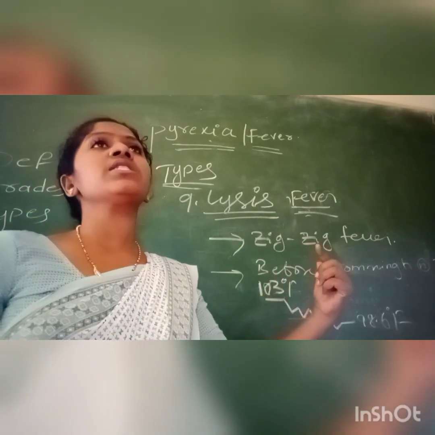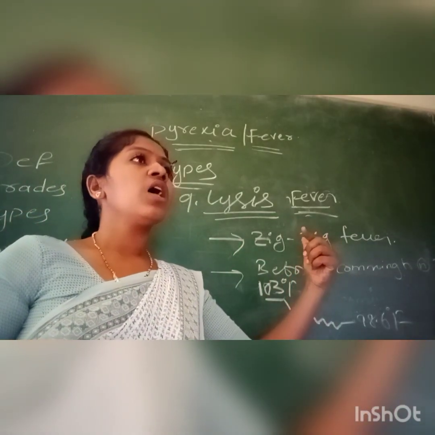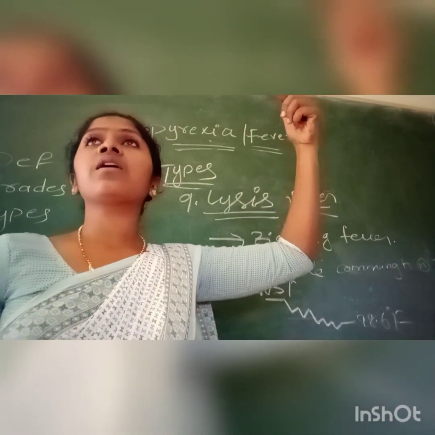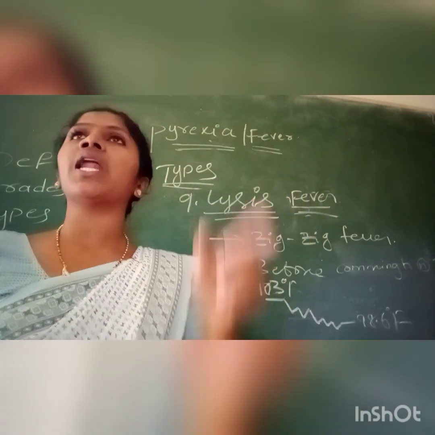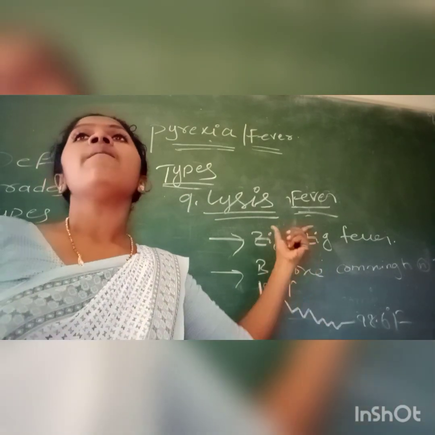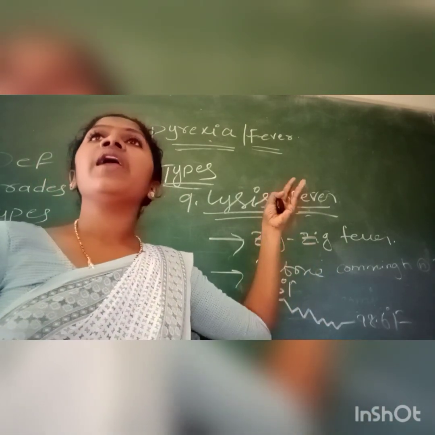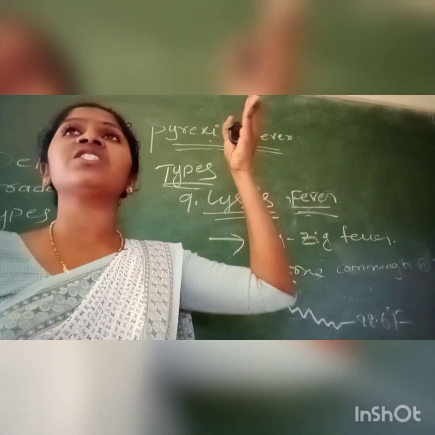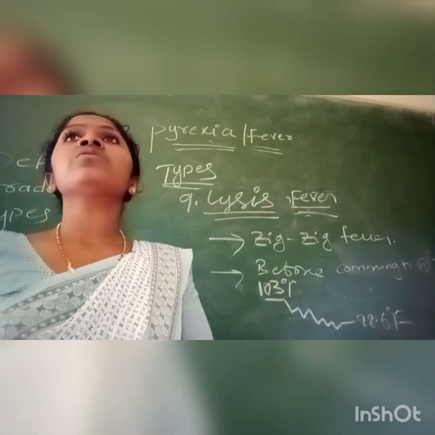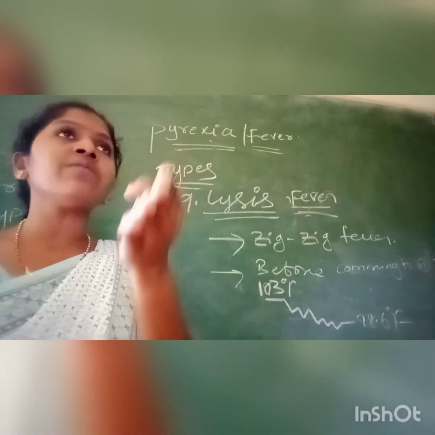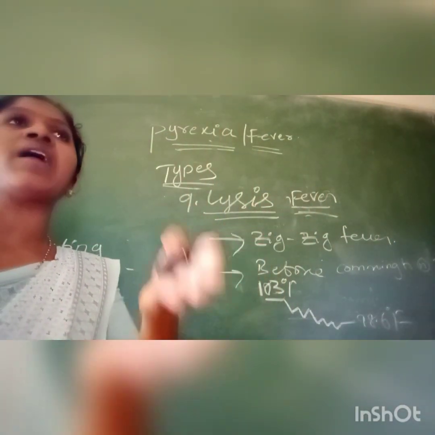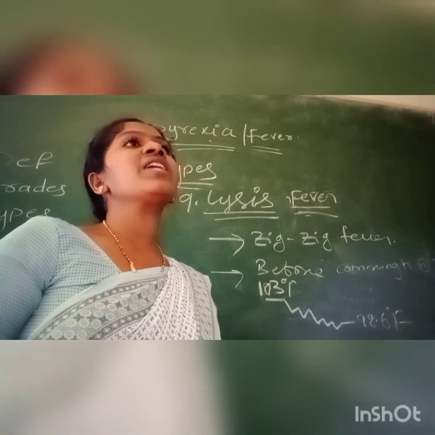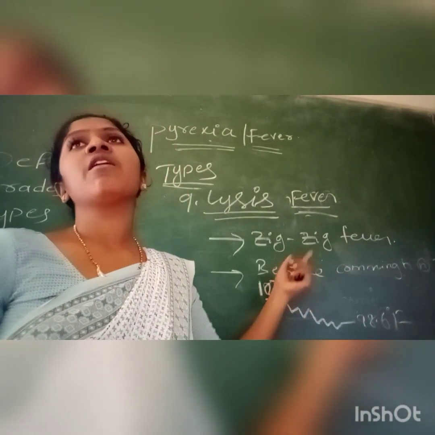Where we have seen crisis fever, what was it? The temperature from a very high temperature comes down to normal very suddenly. That is crisis. Whereas in lysis fever, in a stepwise manner, like climbing down staircases, in that same way the fever comes down step by step in a zigzag manner before coming to normal. So the temperature breaks down. That is called lysis fever.